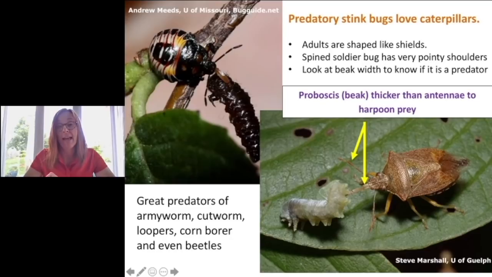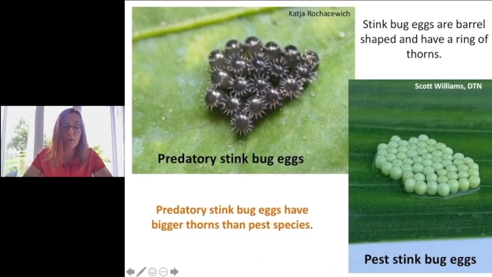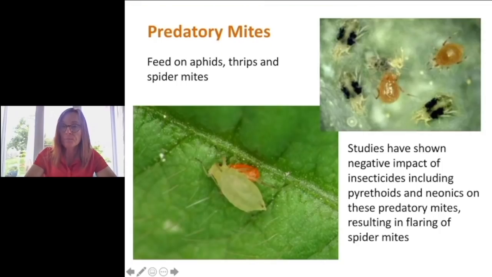And if you're looking at eggs, and this is where I say eggs are often misidentified as Western bean cutworm eggs, they're barrel shaped. Western bean cutworm eggs are very round. The pest species and predator species are barrel shaped with a ring of thorns. The predator species has a bigger, longer thorn, each thorn on their halo, versus the pest species. So that's a way of knowing if they are a predatory stink bug.